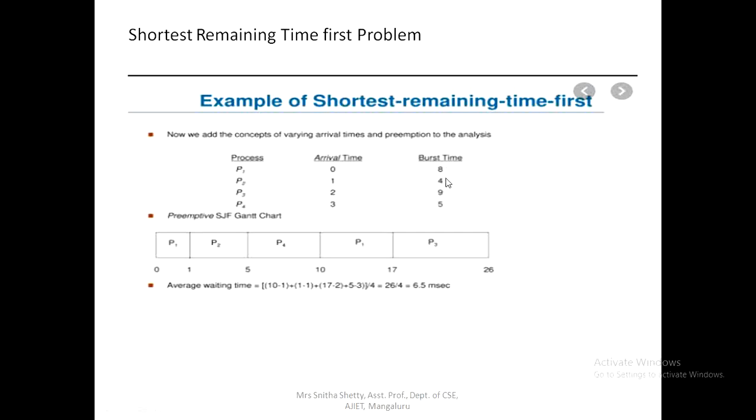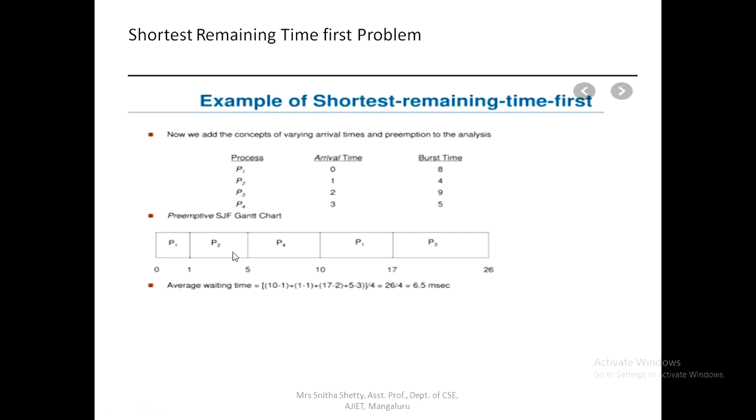When the arrival time is 2, P3 is coming. Even though P3 is coming at 2, we cannot allow P3 for execution. Why? Because P2 is having less time than P3. So we'll allow P2 to continue itself. Even when the arrival time is 3, P4 cannot execute, because its burst time is 5, and P2's remaining burst time is less than that. So even though P3 and P4 come at arrival times 2 and 3, we are not allowing them for execution, because P3 and P4 have more burst time than P2.